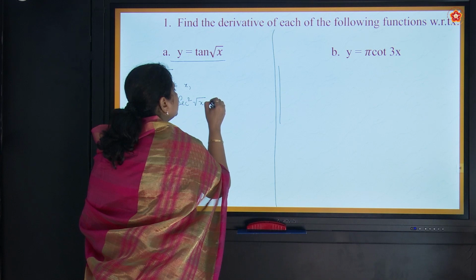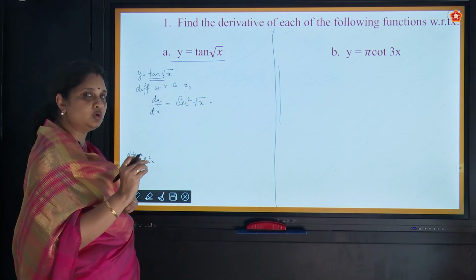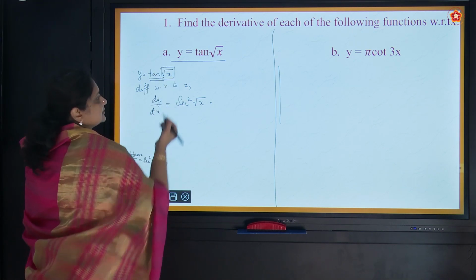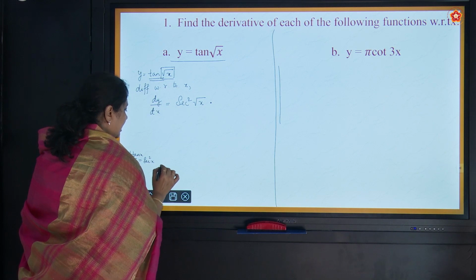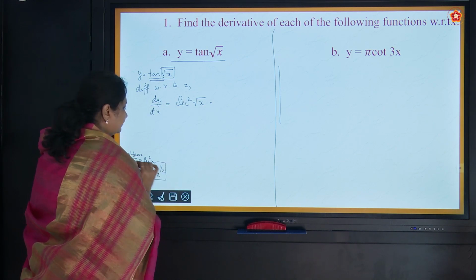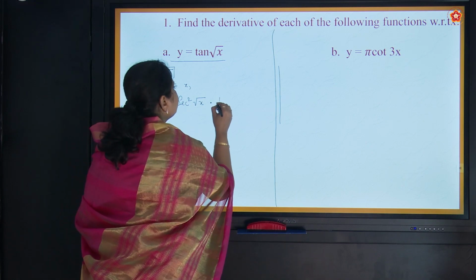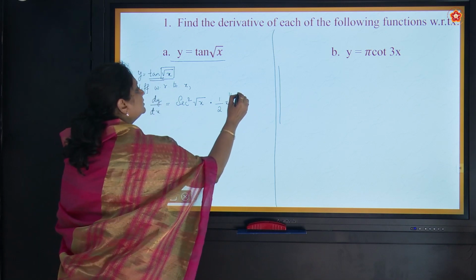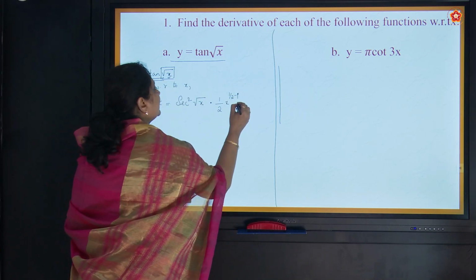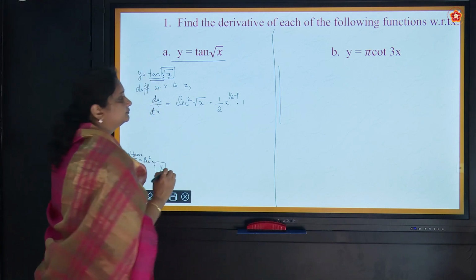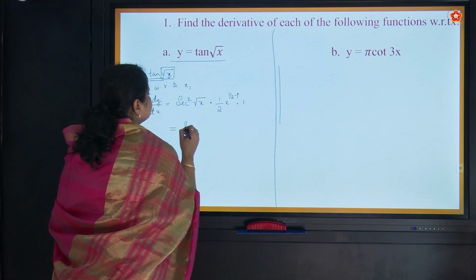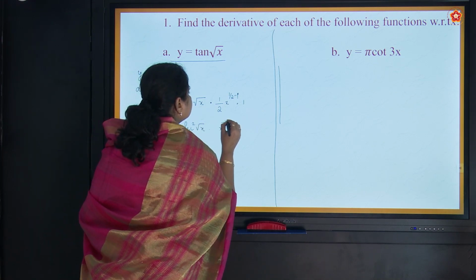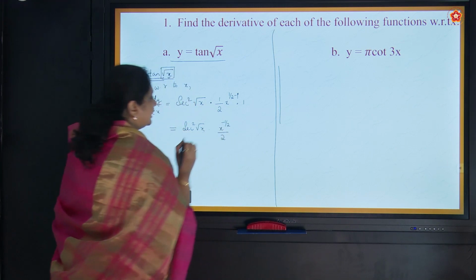into, what does the chain rule say? Now we have to differentiate the inner function. What is the inner function? That is root x, which is nothing but x power half. It's a power function. We need to bring the power down: half x power half minus 1. And on differentiation of the base, that is x, we get 1. So now let's rewrite this. This is secant square root x into x power minus half by 2 into 1.